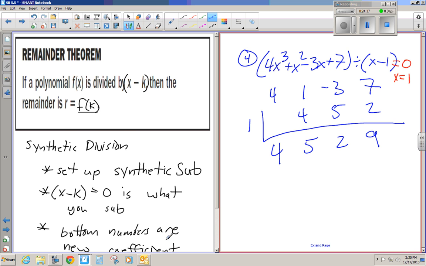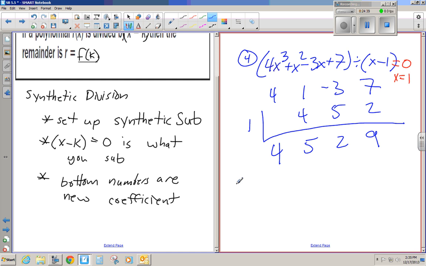Now, the bottom numbers are the coefficients. So that means this used to be an x cubed. Now it is a 4x squared plus 5x plus 2, and the remainder of 9 divided by x minus 1. So this is how we can divide polynomials using synthetic division.